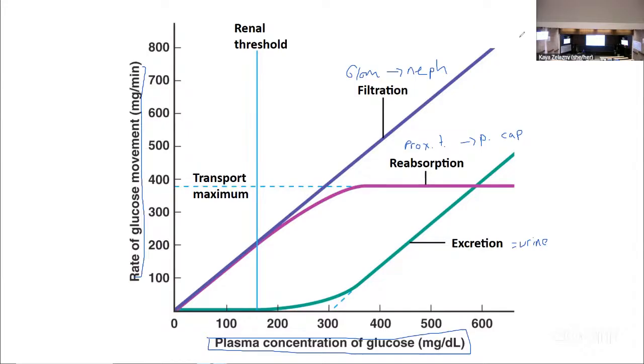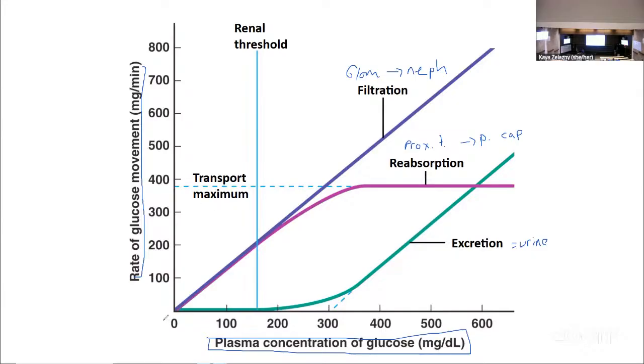Okay. So we'll start with the filtration. That's the one that's the straight line, so easiest. What we see is that as your plasma concentration of glucose goes up, we've got a kind of one-for-one relationship. So add more glucose, more goes into the nephron, gets filtered in. Easy, simple relationship. No adjustments necessary here. Okay. Now, if we look at the reabsorption, that's one that we can see is a little more complicated. That's where our transport maximum and our renal threshold come into play.